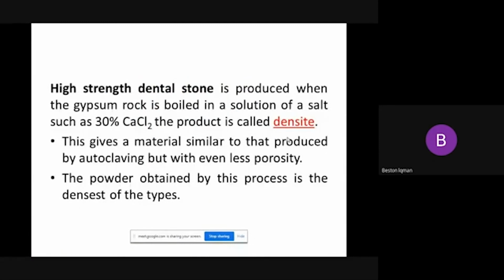While the type 3, how is it produced? The gypsum is boiled, not just under temperature, it's boiled at a very high temperature. The solution of the salt, CaCl2, is used, and the product is called densite. What's the difference between type 2 and type 3? The porosity in type 3 is lower.